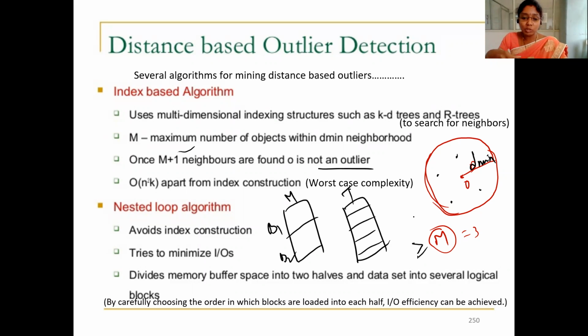By carefully choosing the order in which the blocks are loaded into each half, why? Because if you want to do some process, you need to load the data into the memory. So which logical block of data is loaded into which part of memory? That is important here. By carefully choosing the order in which blocks are loaded into each half, IO efficiency can be achieved in the nested loop algorithm.